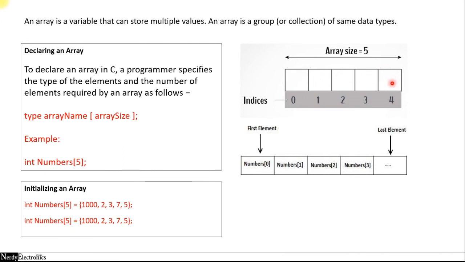7 and 5. Or we have the data type, the numbers, and we just give empty square brackets and we give the data. Through this data, the compiler takes the number of indices that the array should have, the size of the array. Since we are mentioning 5 values here, 1000, 2, 3, 7 and 5, total 5 values, the size of this array will be 5.